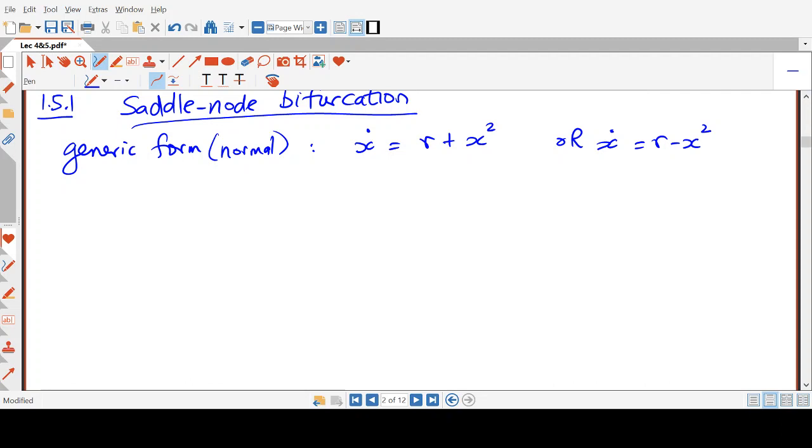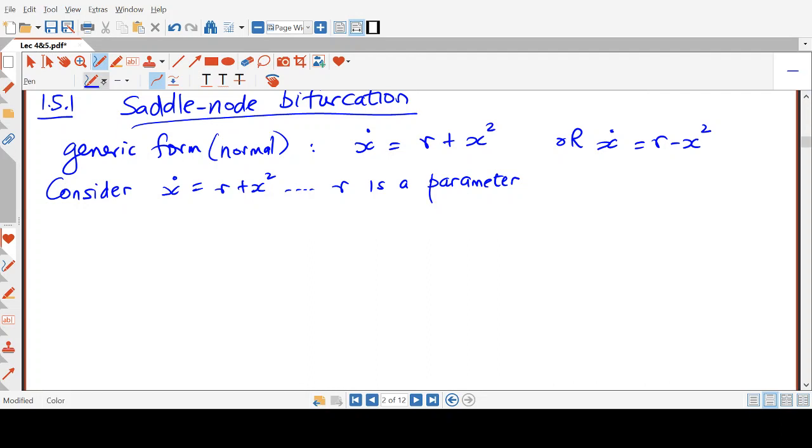You'll see the stability changes. Okay, r is a parameter. So let me do half. I'll consider r plus x squared. You can discuss r minus x squared yourself in your own time. Consider x dot equals r plus x squared. So r is a parameter. r can take on a number of different values, like 1, 2, 3, 4, and it will have the effect of moving the graph up and down.